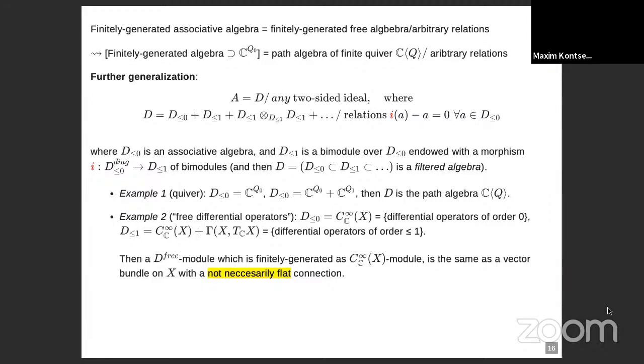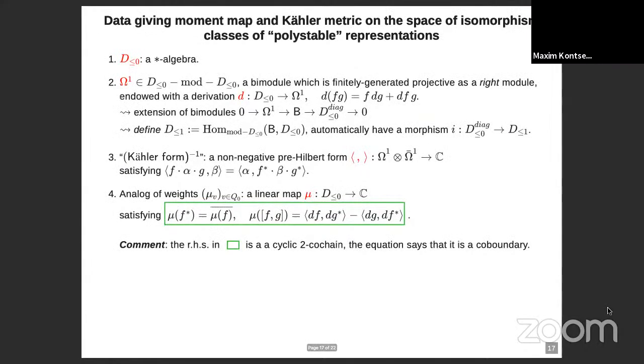Now go to the next page, 17, please. Now I will write this general way to generalize, not King's theorem, but at least the equations for King's theorem. What I want to define is some kind of moment map and Kähler metric on the space of isomorphism classes of polystable representations. I don't know what fully stable is, but at least formally I can write it. So I start with this formalism.